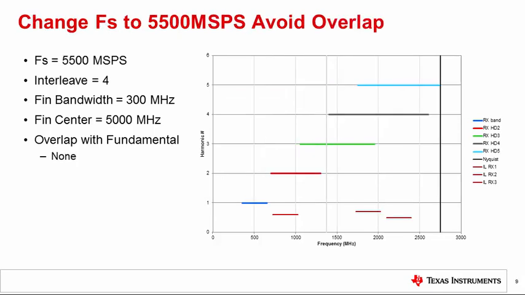If the sample rate is changed to 5,500 megasamples per second, the input signal does not overlap with any of the harmonics or interleaving tones. This illustrates the powerful capabilities of studying the frequency plan and adjusting the sample rate to improve system performance.